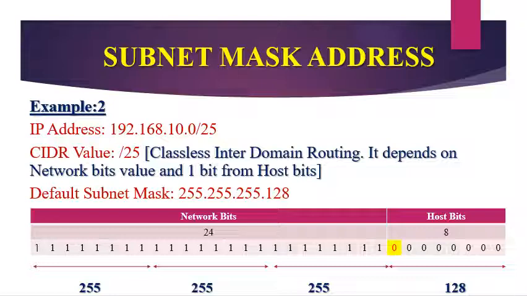255.255.255.128. Because the IP address starts with 192, it obviously belongs to class C. So the first 24 bits will be 255. Another one bit is borrowed from the host bits. So 2 power 7 is 128. So this is the way to find out the subnet mask address.